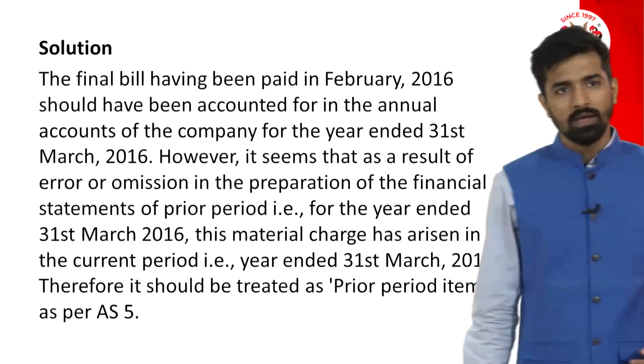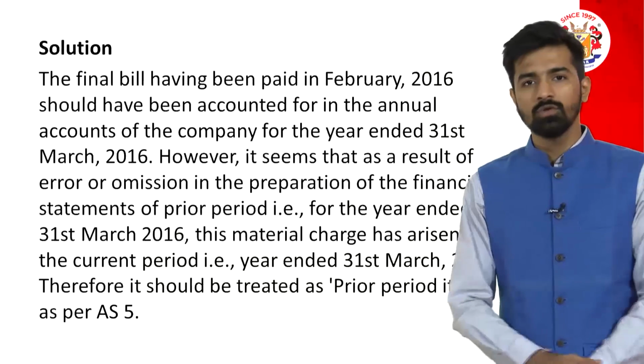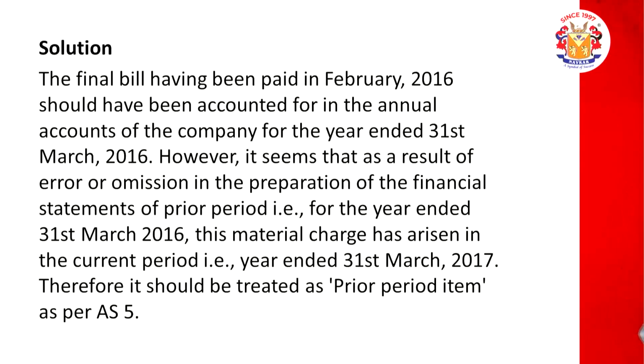The solution says that the final bill having been paid in February 2016, should have been accounted for in the annual accounts of the company for the year ended 31st March 2016. However, it seems that as a result of error or omission in the preparation of financial statements of the prior period, that is, for the year ended 31st March 2016, this material charge has arisen in the current period, that is, year ended 31st March 2017. Therefore, it should be treated as a prior period item as per AS 5.